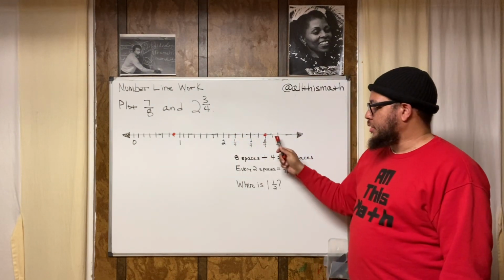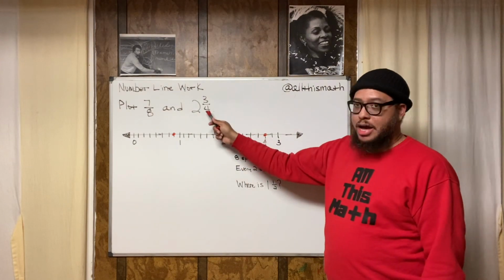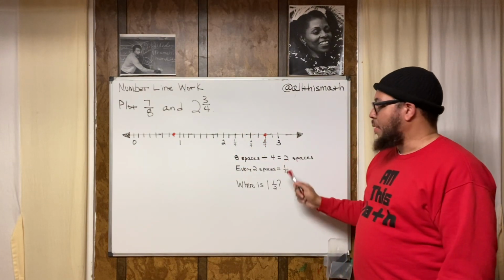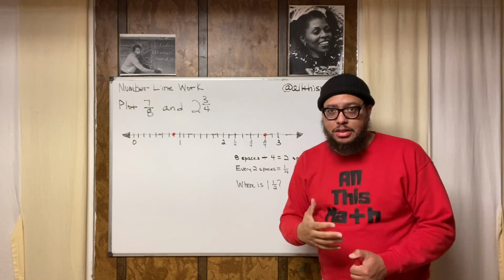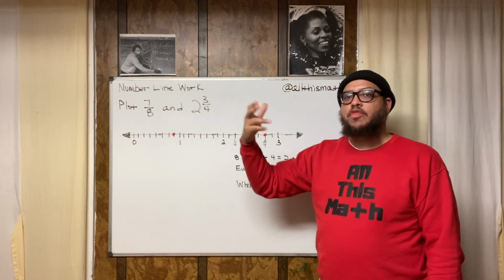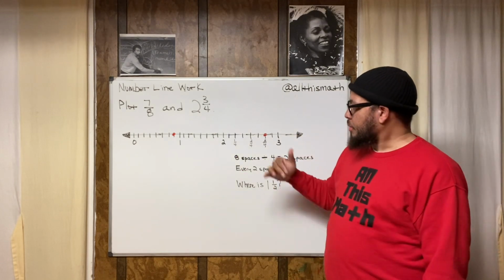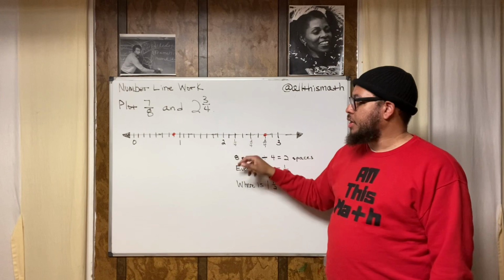Take the number of spaces, divide it by the denominator. 8 divided by 4 is 2. So that means that every 2 spaces is 1/4. And 1/4, we call that our unit fraction, because our numerator is a 1. So every 2 spaces is a 4th.